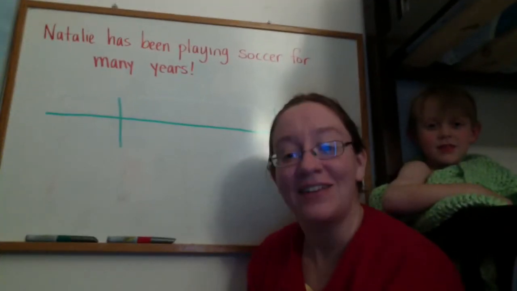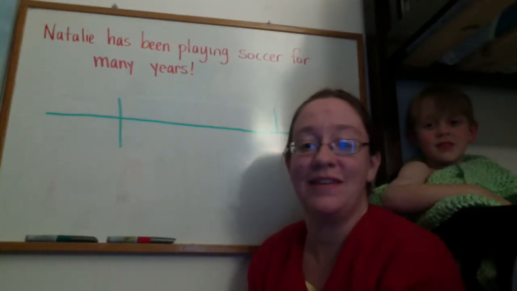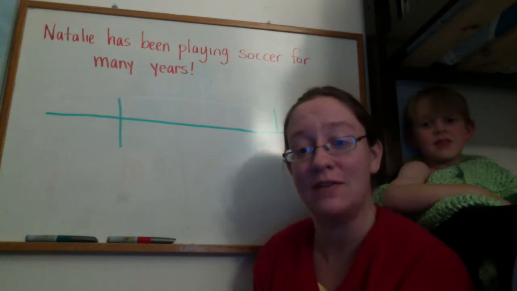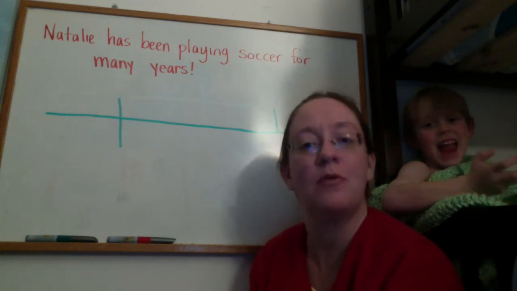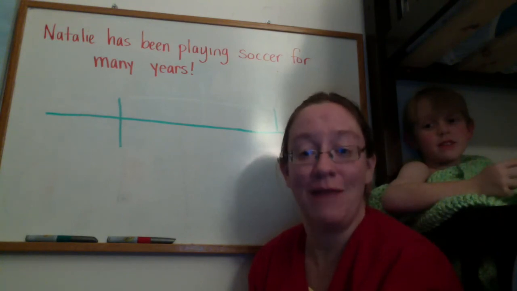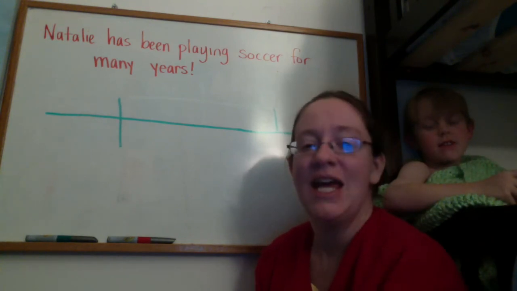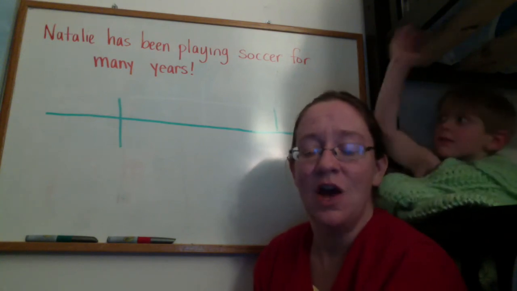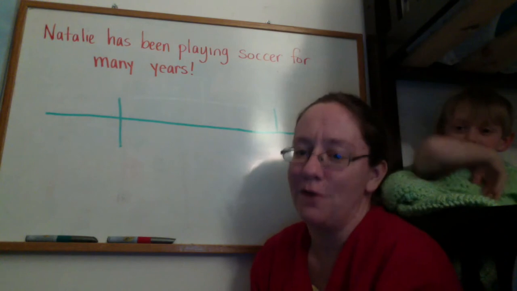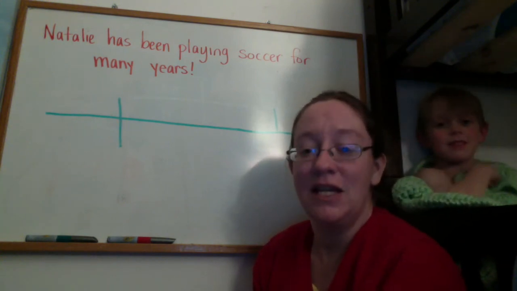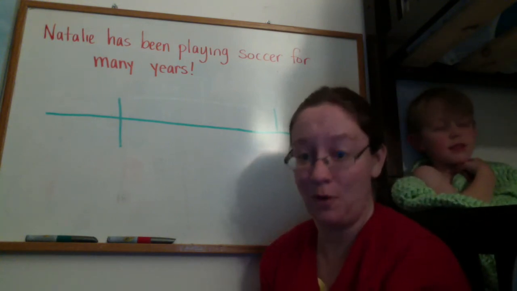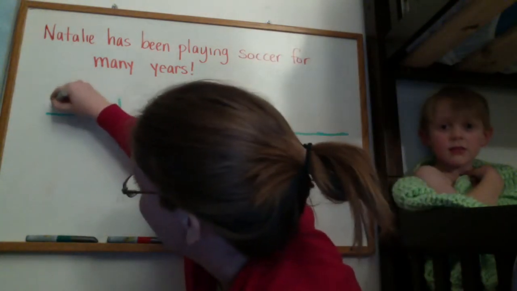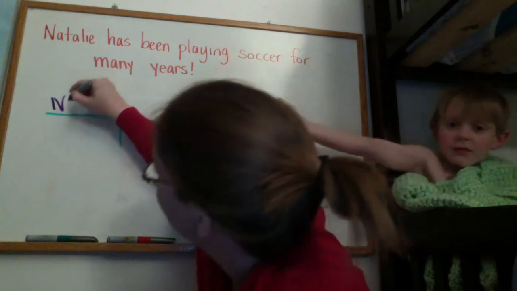Okay, next we are going to look at what's the same and what's different about diagramming a sentence that has a verb phrase, which is just a verb that's made up of more than one word. So we'll have a helping verb and a main verb. In this sentence, Natalie has been playing soccer for many years. We don't have just one verb in the sentence. Natalie is the subject because she is performing the action. So just like usual, we'll write Natalie or the subject in the subject spot.